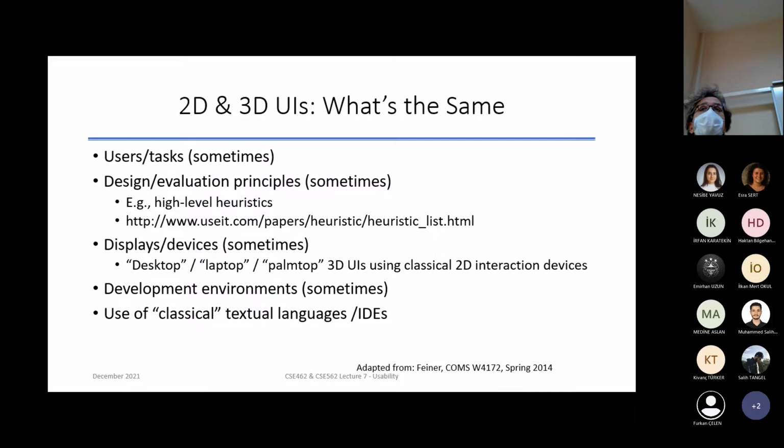So we can actually look at it from a few different perspectives. First perspective is users and tasks. How are they different and how are they similar? What is our user? Is our user any different in a 3D user interface than a 2D user interface? This is an important question, because if it is the same, then we can actually use the research in a 2D interface and just apply it to 3D, at least from the population perspective.